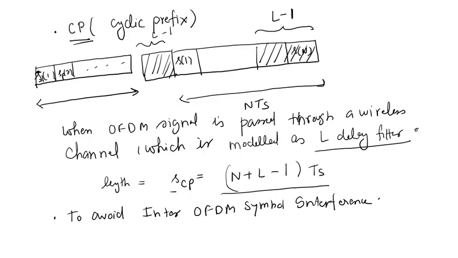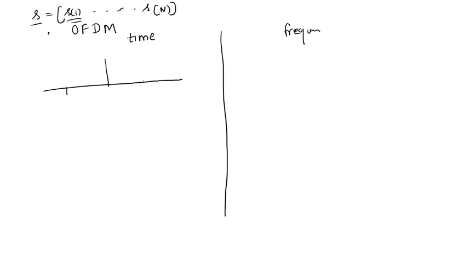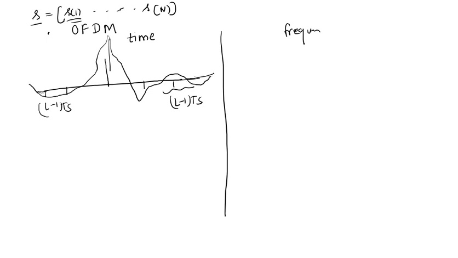So your OFDM symbol will look like this, and a few times the value will be very high. Make sure that this part, which corresponds to L minus 1 Ts, and this part look the same, because we are copying the last L symbols. So the initial part and this part will look alike, and sometimes the OFDM symbol will have very large values on some of the samples, while some will have low values.